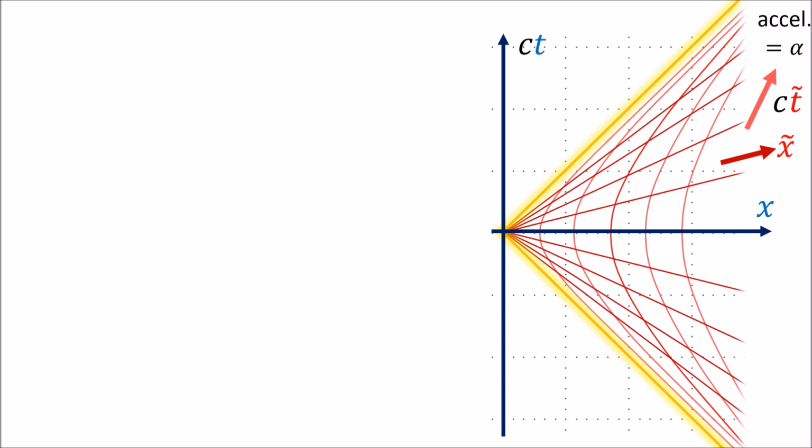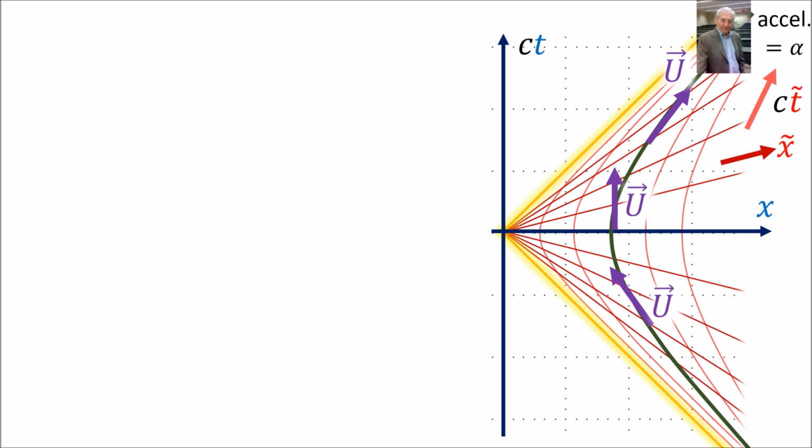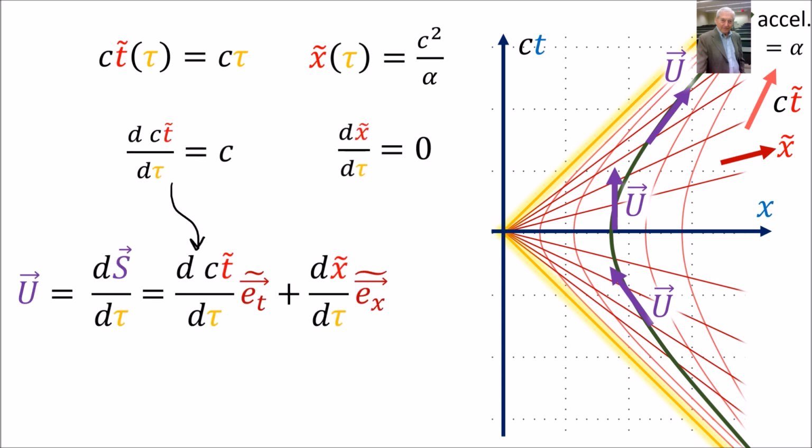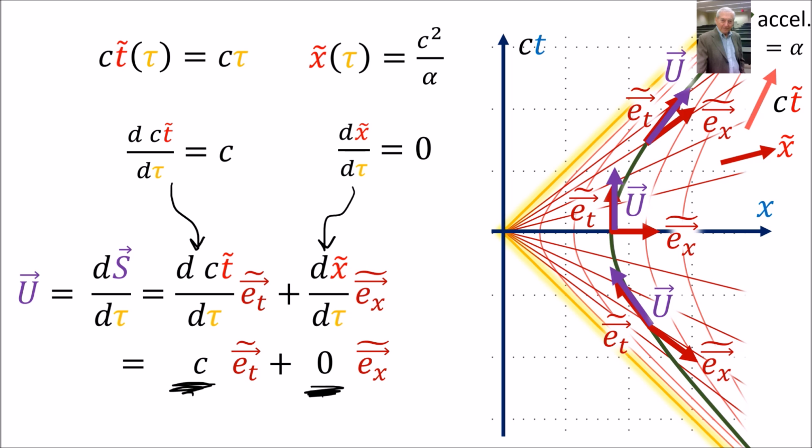As a sanity check to make sure this formula makes sense, we can test it out on our hyperbolic world line, which is a world line with constant proper acceleration alpha. For this world line, ct tilde equals c tau, and x tilde equals the constant value of c squared over alpha. We get the expected result of an observer who has no x velocity, so they believe they are stationary. And the time component of their four velocity is c, which is what stationary observers should have.